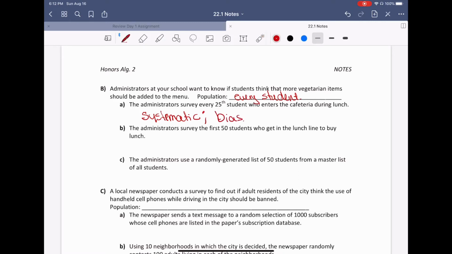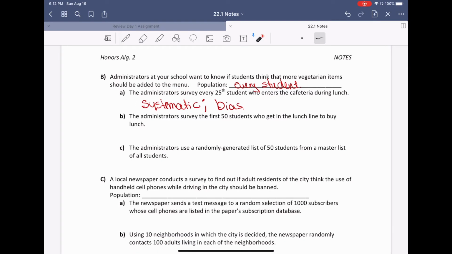Because not every student goes to the cafeteria, right? There are carts outside where you could purchase food. You can go off campus to purchase food. That is not taking your opinion into consideration when it comes to talking about the school menu.